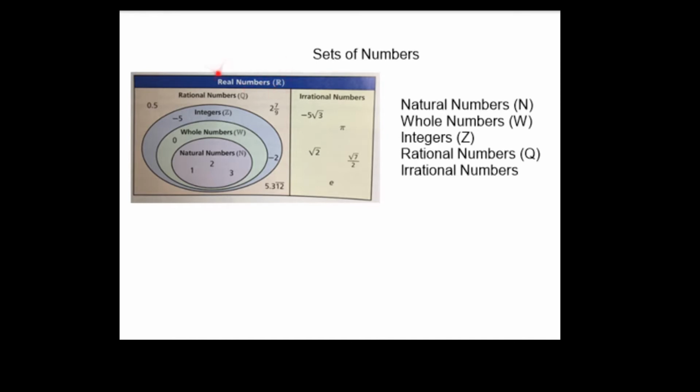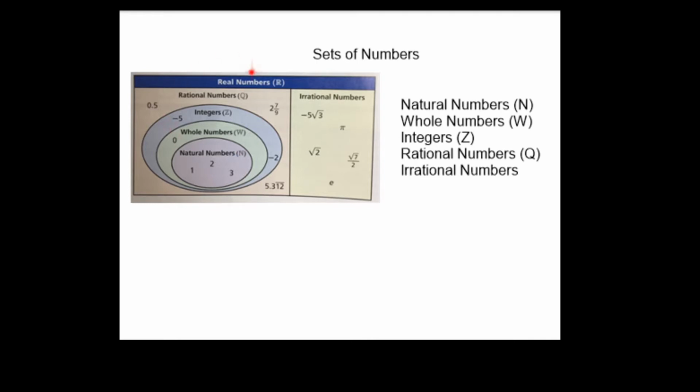Now inside the set of real numbers, we have two subsets. Rational numbers over here, which is denoted by the letter Q, and irrational numbers, which don't have their own little special letter to denote them. They're just called irrational numbers.